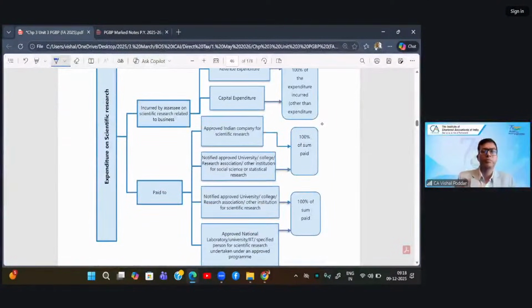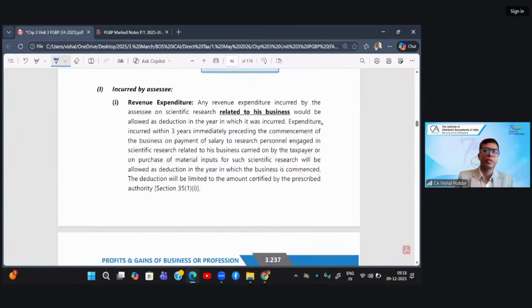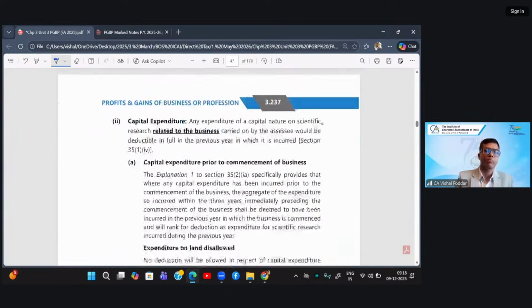Now see, where you are making payment to an outsider, the only rule is the outside association should be an approved or notified association. You will get full deduction, 100% of whatever expenses are paid, but only under the old scheme. If you are doing in-house research, the condition is the research should be related to business compulsorily. And here, the expenses may be revenue or capital, both are allowed 100%. And this is allowed under both the schemes, new as well as old. So this is what is explained here.